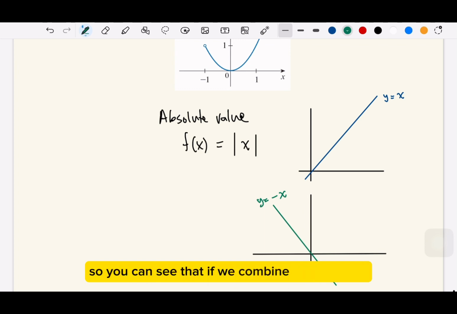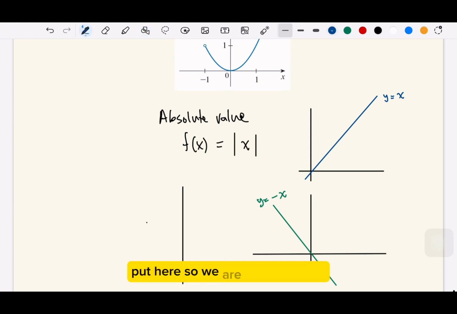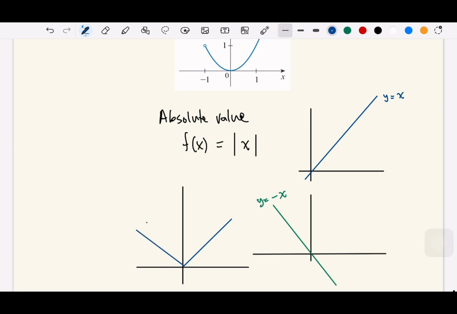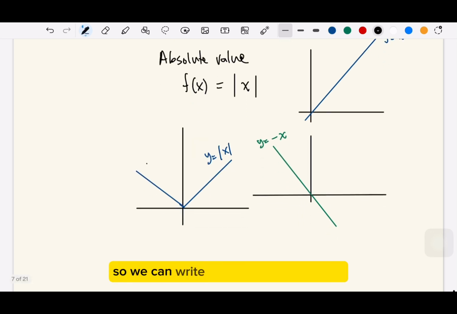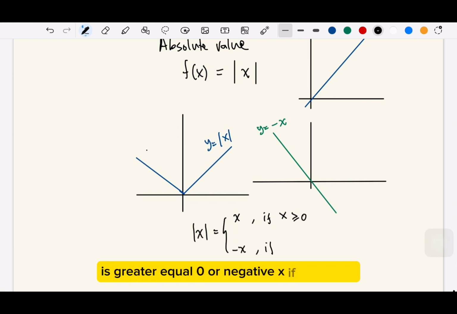So you can see that if we combine this together, we are going to have this, which is the absolute value of x. We can write this absolute value of x as a piecewise defined function as well. It equals x when x is greater than or equal to 0, or negative x if x is less than 0. Well, you can interchange the equal. You can use greater than 0, less than or equal to 0, same thing.